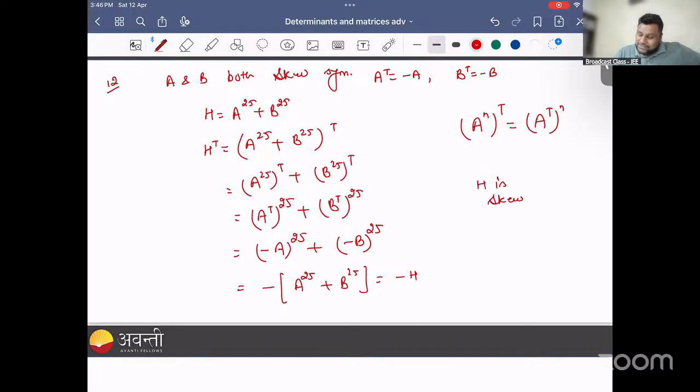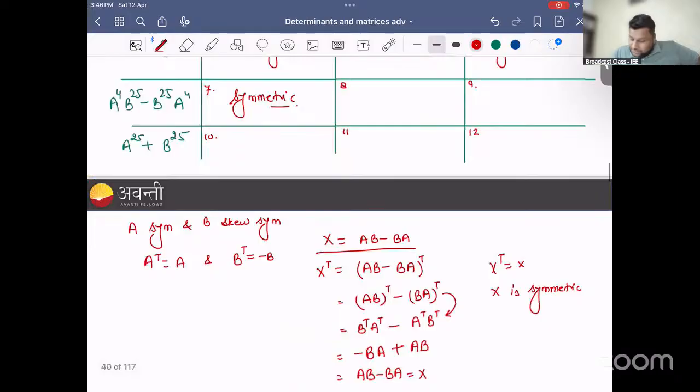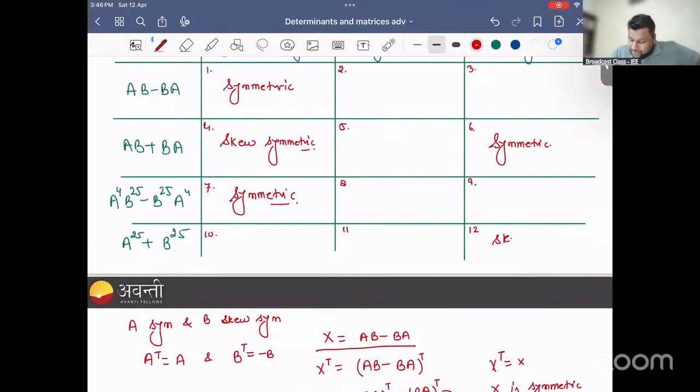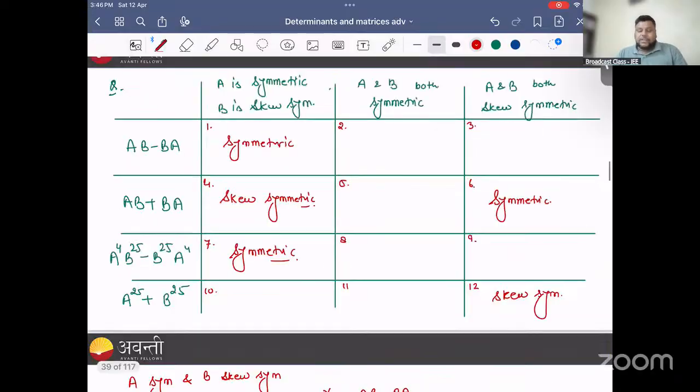So h is skew symmetric. So in this case, this 12th is skew symmetric. All right. Now I give you 5 minutes. Quickly tell me which is symmetric, which is skew symmetric for the rest of the parts.